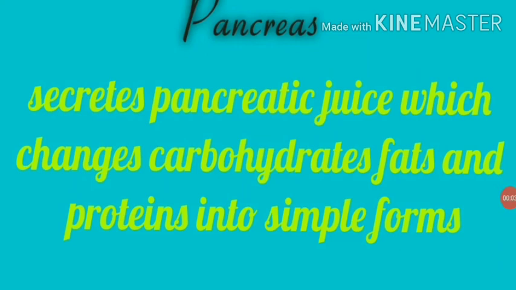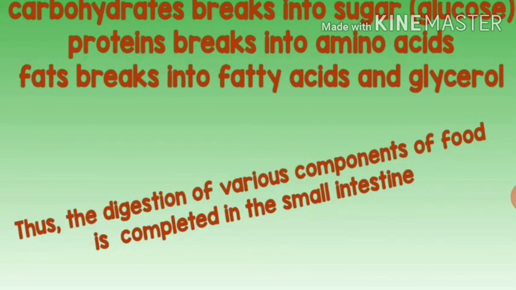Okay, so let's talk about pancreas. The secretion of the pancreas, called pancreatic juice, helps in the breakdown of carbohydrate into sugar, proteins into amino acids and fat into fatty acids and glycerol. Thus, the digestion of various components of food is completed in the small intestine. So, you see that pancreas secretes pancreatic juice which changes carbohydrates, fats and proteins into simple forms. Carbohydrates break into sugar, that is glucose, proteins break into amino acids, fats break into fatty acids and glycerol, and this digestion takes place in small intestine.